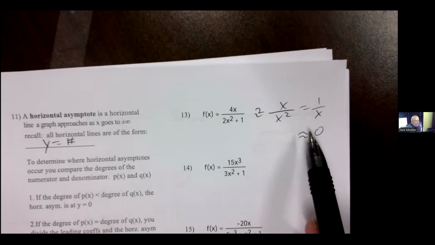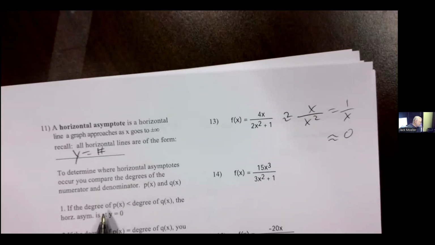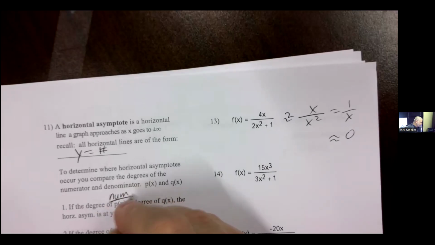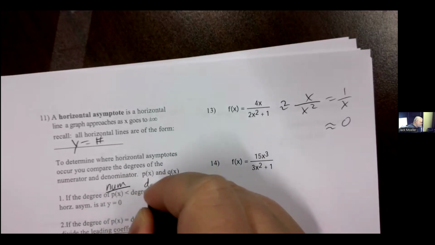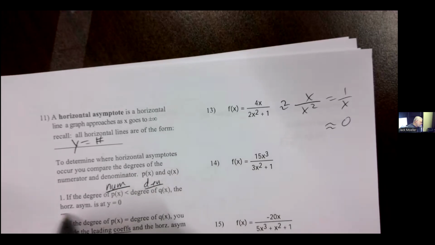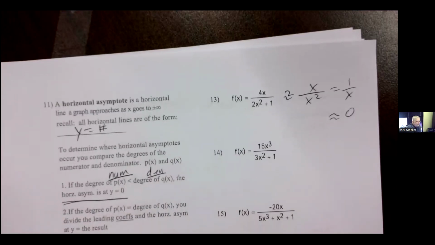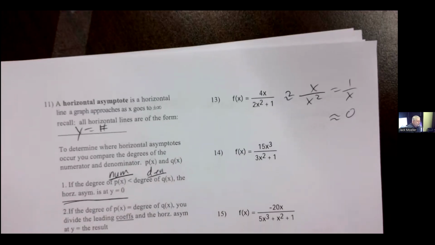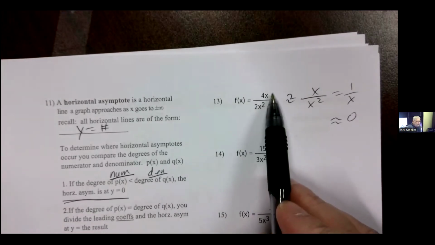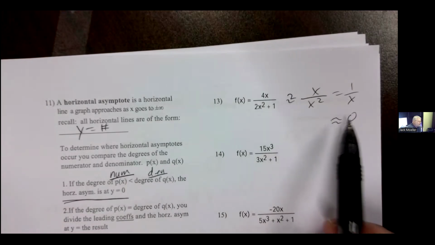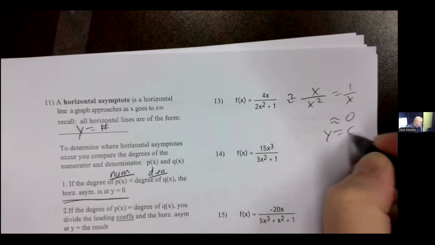All right, so that's the first case. If the degree of the numerator, p of x, the one on top, is less than the degree of the denominator, q of x, then the horizontal asymptote is at y equals 0. That's case 1, what we've been dealing with so far. The degree of the top is 1, the degree of the bottom is 2, the degree of the top is smaller, so the horizontal asymptote is at y equals 0.